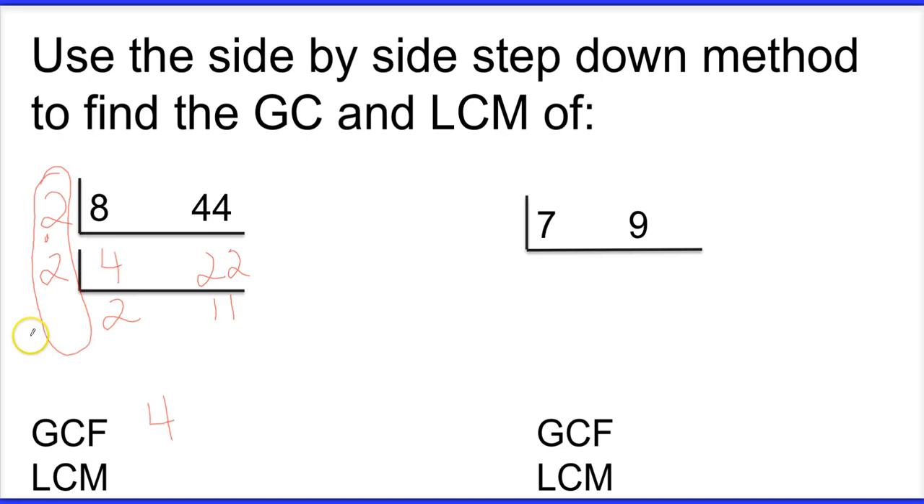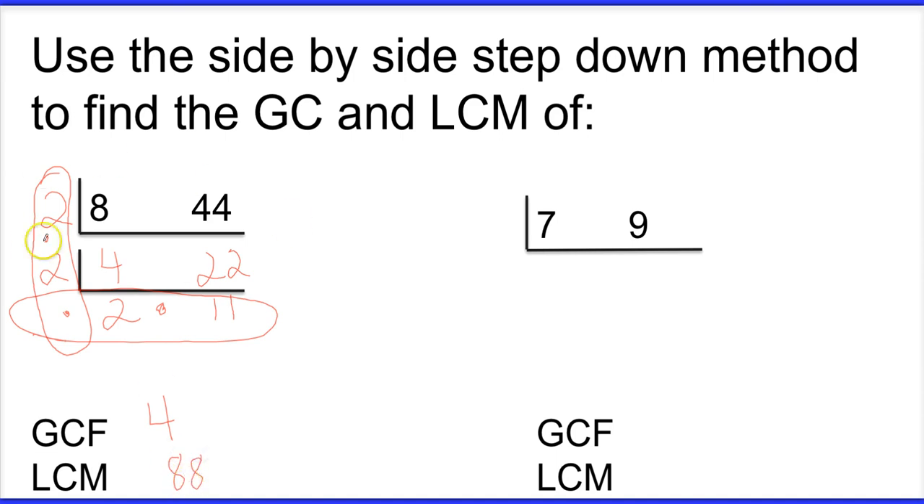Now I want to find my least common multiple. So I'm going to take a look at everything that I have vertically and everything that I have horizontally. 2 times 2, we already said that's 4 for my greatest common factor. So I have 4 times 2 is 8. 8 times 11 is 88.